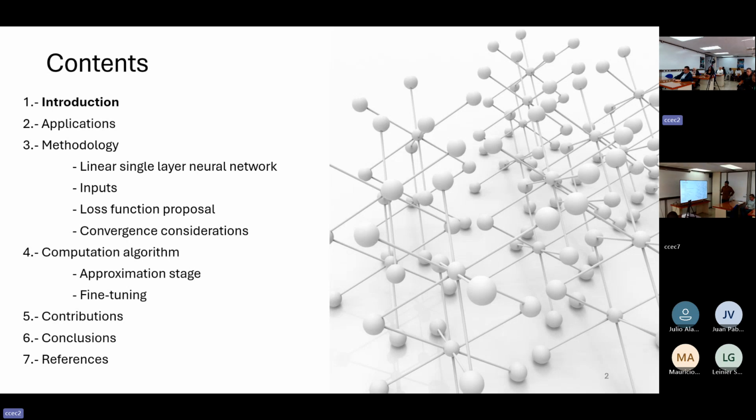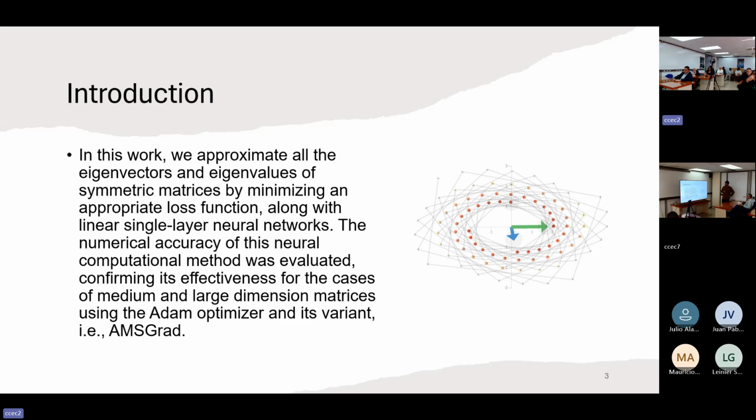Introduction. In this work, we approximate all the eigenvectors and eigenvalues of symmetric matrices by minimizing an appropriate loss function along with a linear single-layer neural network. The numerical accuracy of this computational method was evaluated, confirming its effectiveness for the cases of medium and large dimension matrices using the Adam optimizer and its variant AMSGrad.